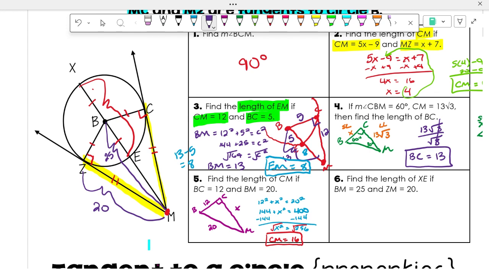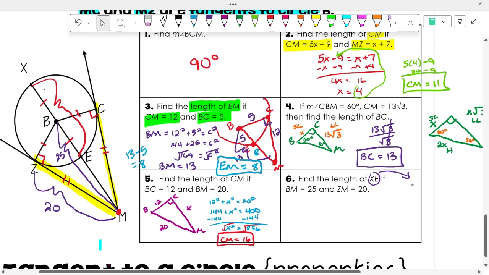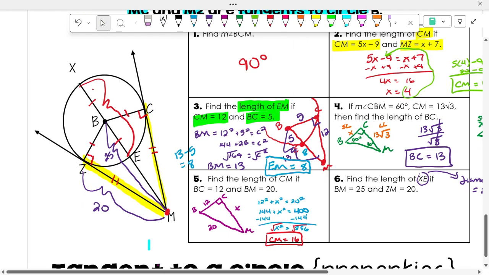Now, XE is considered the what? It's the diameter. So in order to find the diameter, I need to find the what first? Radius. That's equal to twice the radius. So is it true that BC is also a radius? Yes. So if I find that radius, I can double it and get XE. All right. So again, we use Pythagorean theorem.